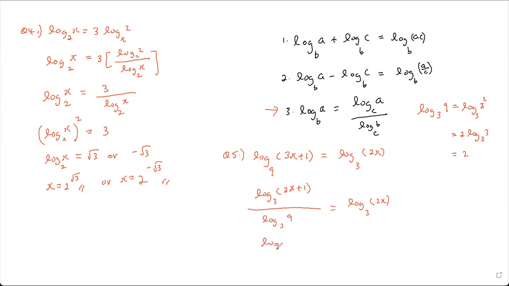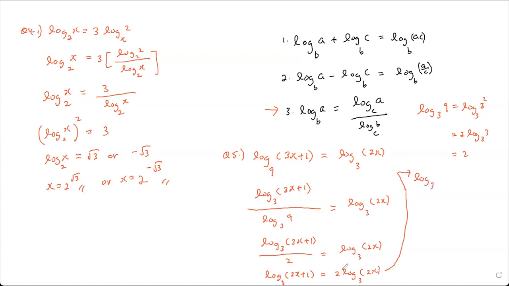Now we have log base 3 of 3x plus 1, divided by 2, equal to log 2x base 3. Let's multiply 2 to both sides of the equation. We get log 3x plus 1 base 3 equals 2 times log 2x base 3. I'm running out of space, so let's continue here.